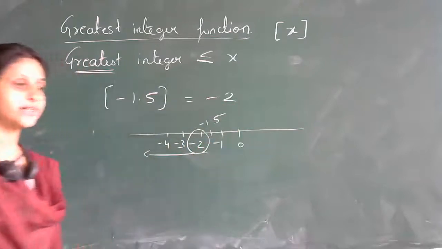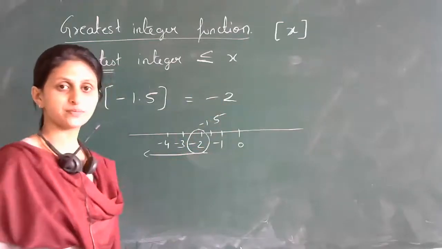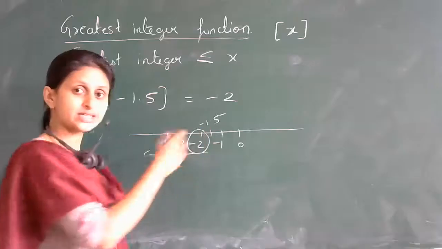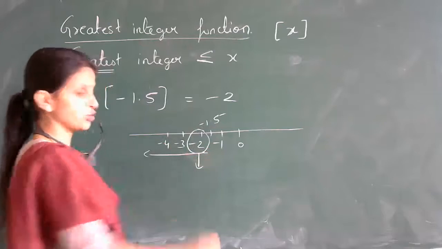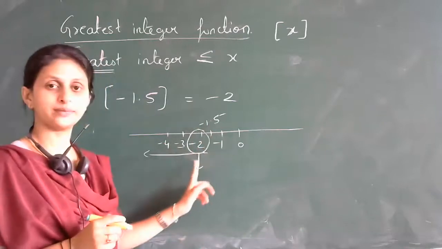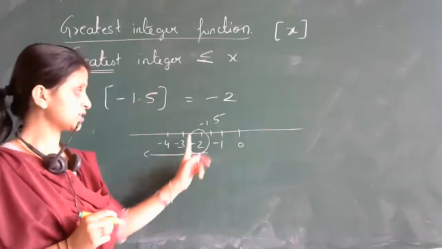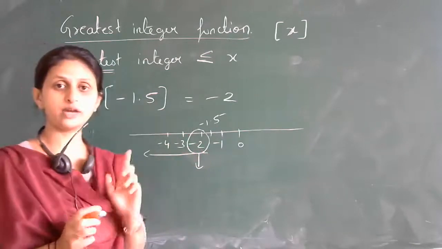You will not get it as minus 1, students. Minus 1 is a greater integer. So minus 2 is the integer less than minus 1.5, and it is the greatest such integer. Greatest integer less than minus 1.5, right? So the answer is minus 2. So whenever you have a negative sign, please be very careful.